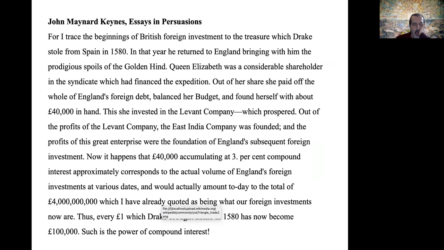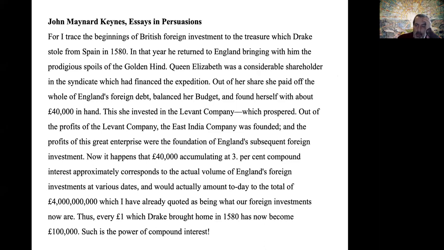This is a very interesting example by John Maynard Keynes. Remember Keynes, the macroeconomist? And there's a passage from his book, Essays in Persuasion, also an interesting book. I would recommend you to read it. The beginnings of British foreign investment go to the treasure which Admiral Francis Drake, who was actually a pirate, basically, took, and he became important during the British and Spanish War.